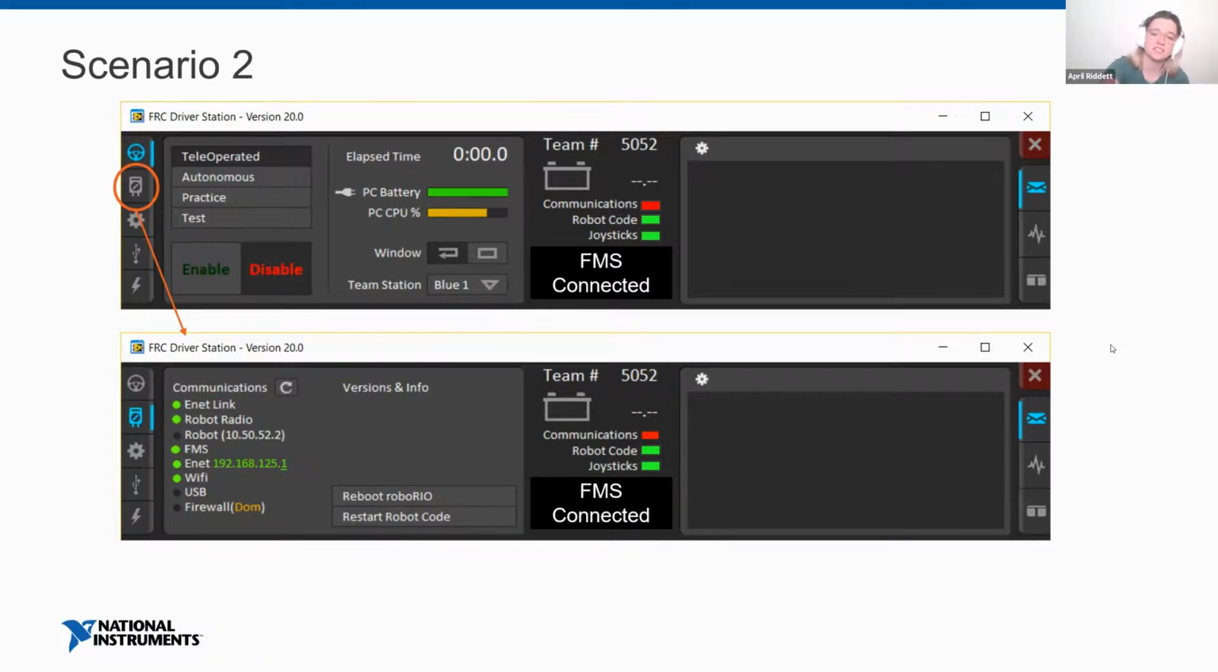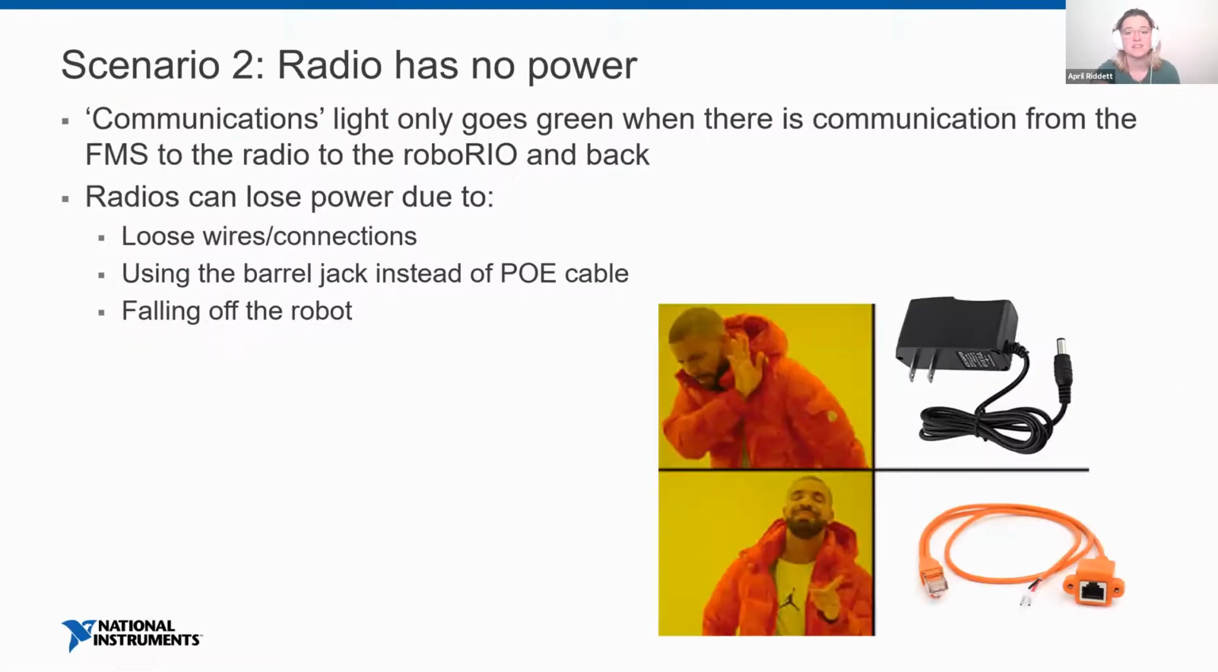And so looking at this, there's a few different reasons that this could be. But basically it means I'm not talking to my robot. And so what this could mean is that my radio has no power. The communication light only goes green when there's communication going from the FMS to the radio, to the RoboRio, and all the way back to the FMS. From the driver station to the FMS first, but yeah.